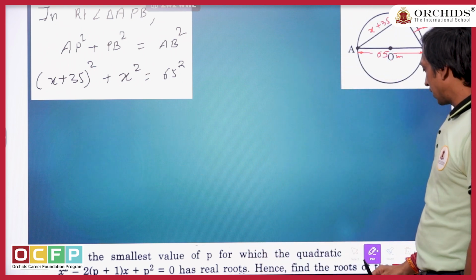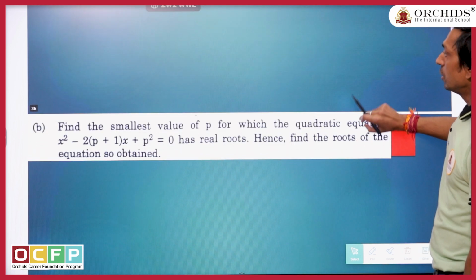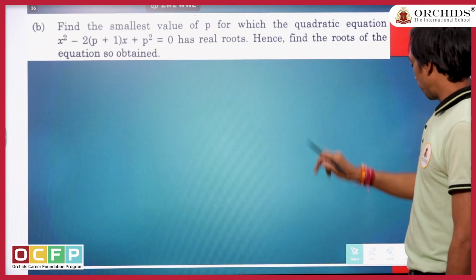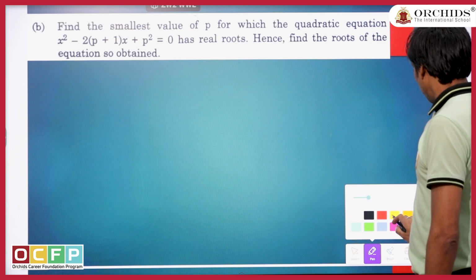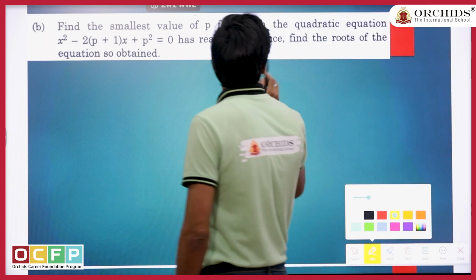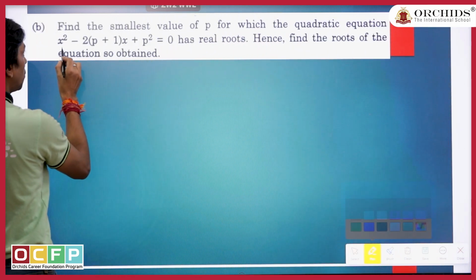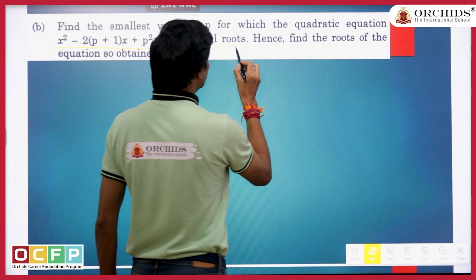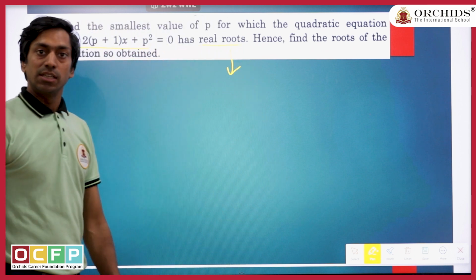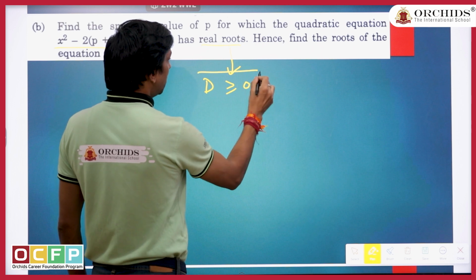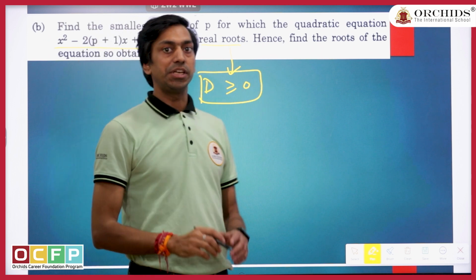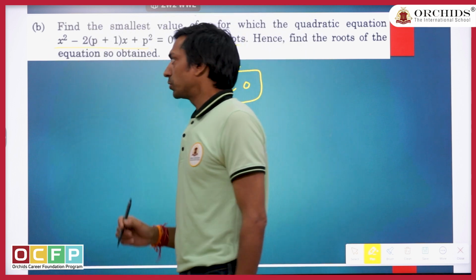The next question we have is to find the smallest value of p for which the given quadratic equation should have real roots. Now the catch is, real roots mean the discriminant should be greater than or equal to 0. Why? Because real roots can be equal or distinct, so we have to take both conditions.